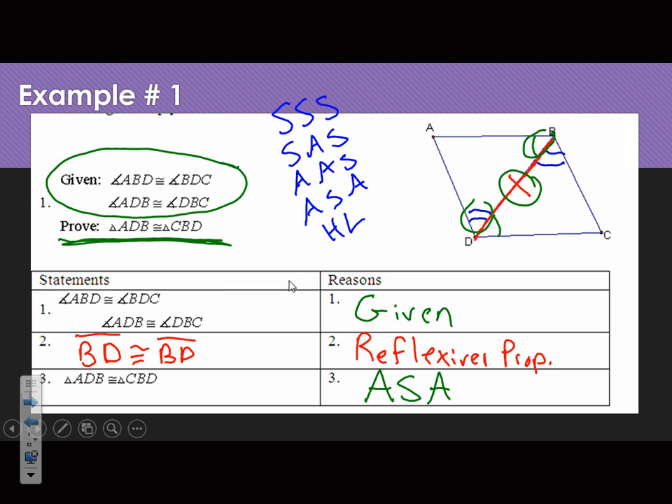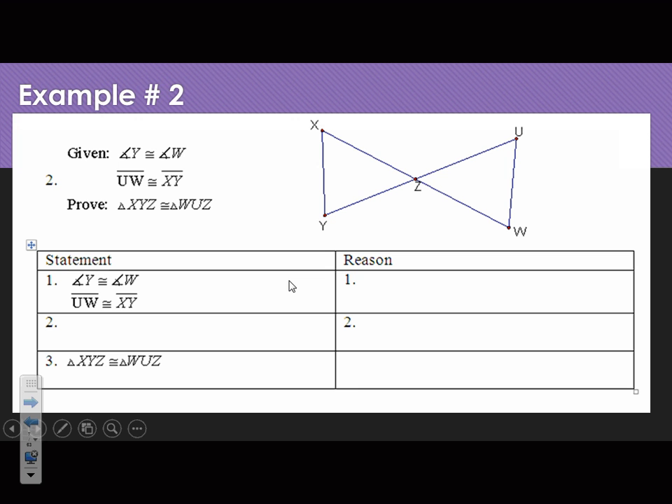All right, moving on to example number 2. First thing again, they put in our given. So we're going to write given down here. Now we're going to fill in our given. Angle Y is congruent to angle W. And then UW is congruent to XY. So we have 2 pieces of information.